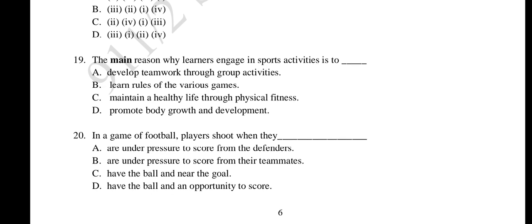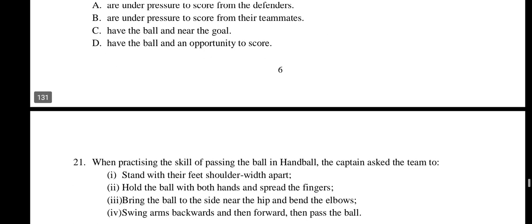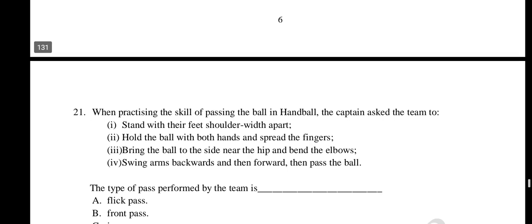The main reason why learners engage in sports activities is to A. Develop teamwork through group activities, learn rules of the various games, maintain a healthy life through physical fitness, promote body growth and development. Main is develop teamwork through group activities, which is A. Then in game of football, players shoot when they dash. They are under pressure to score from the defenders. They are under pressure to score from their teammates. Have the ball and near the goal. They have the ball and an opportunity to score. The correct answer is D. Have the ball and opportunity to score.